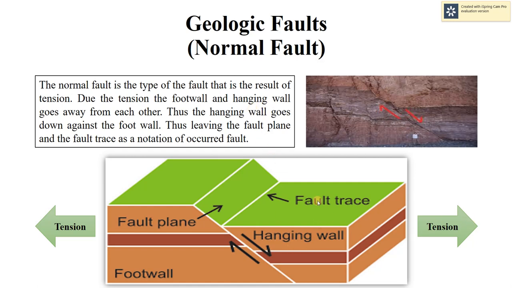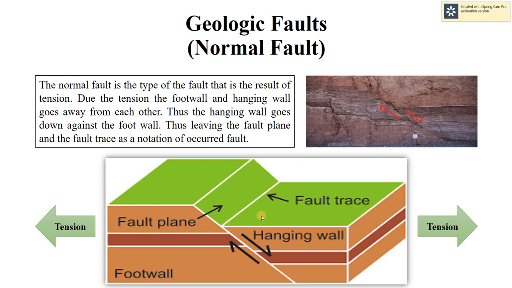Now, you can see this rock formation or this surface was actually subjected to tension. Tension means there was force pulling them apart, and when they were pulled apart, the footwall remained at its original position, and the hanging wall slid down, and that's how you will understand. So in the normal fault, the hanging wall will always go down and the footwall will remain in its original position. And this can be understood by the fault plane and the fault trace over here.